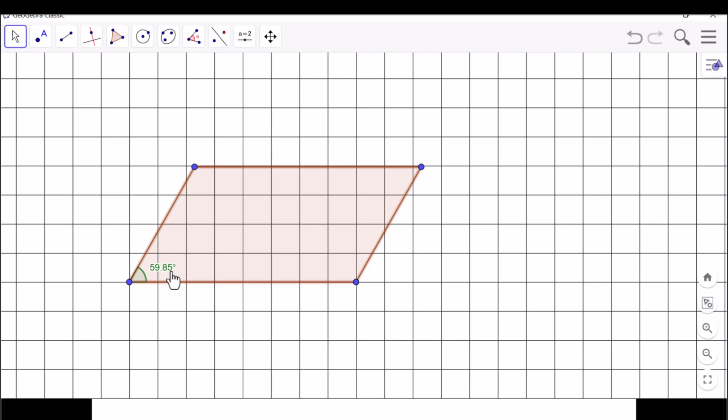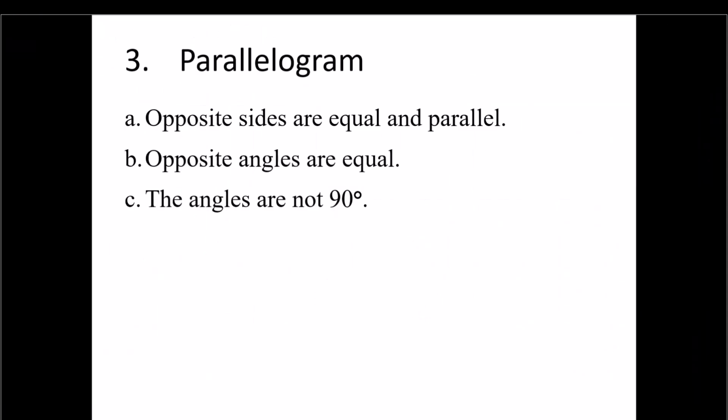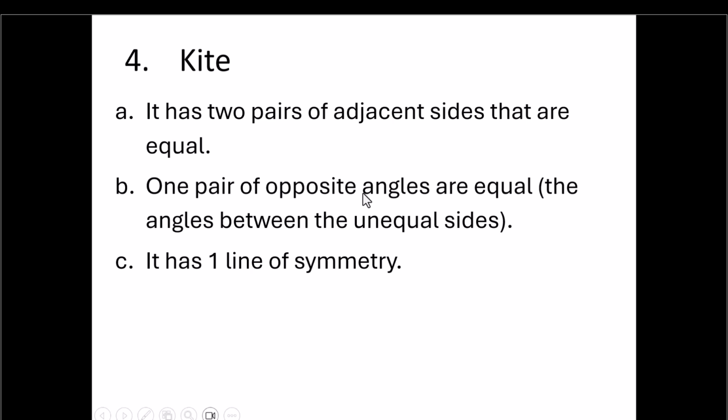Okay, now if we continue, let's go back to our slide. So the next one is a kite. How do you form a kite? I will explain it as we move on. A kite has two pairs of adjacent sides that are equal. So adjacent sides of a kite are equal. I will show you what I mean by adjacent as I show you the shape. One pair of opposite angles are equal. Then it has one line of symmetry.